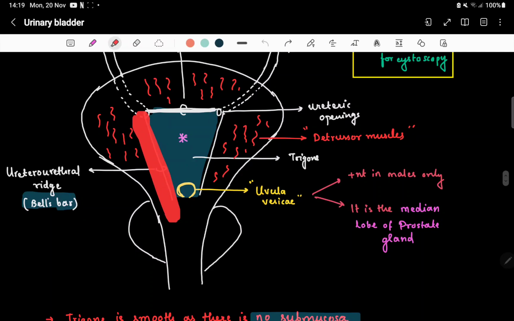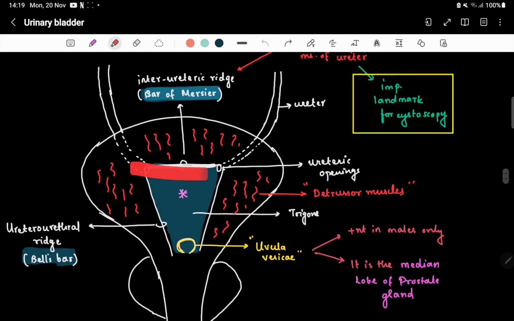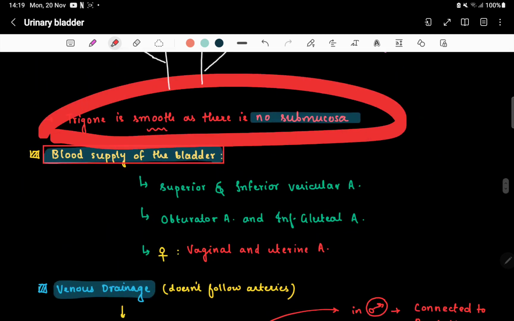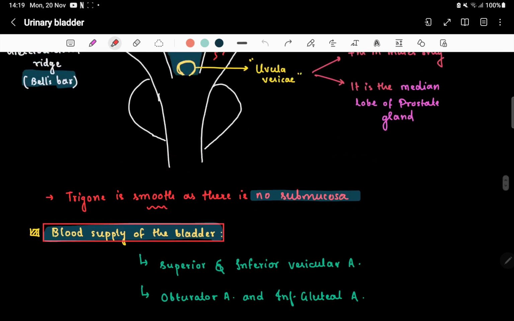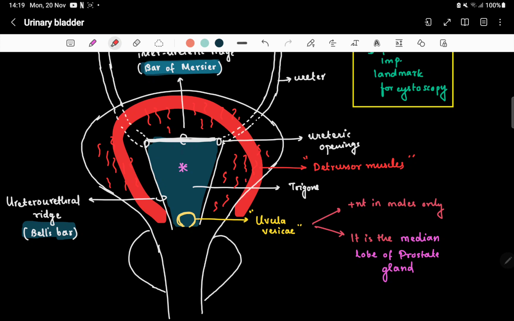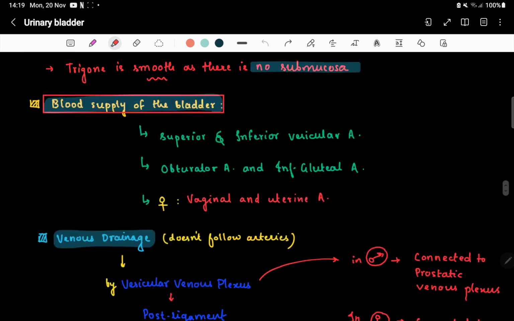Then you have the ureterourethral triangle, okay. This bar is called Bell's bar, okay. So we talked about this bar being the bar of Mercier, and this is the bar of Bell, okay. Understood? Then trigone is smooth as there is no submucosa, okay. The submucosa is absent in the trigone, but this whole part is rough, containing your detrusor muscles.